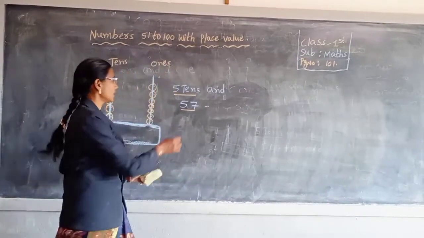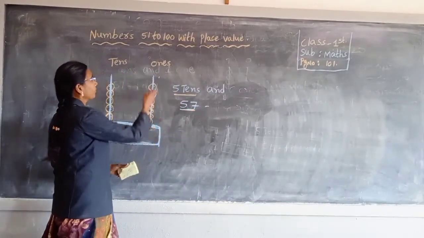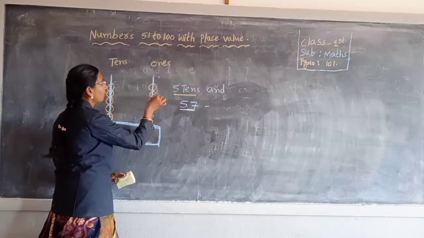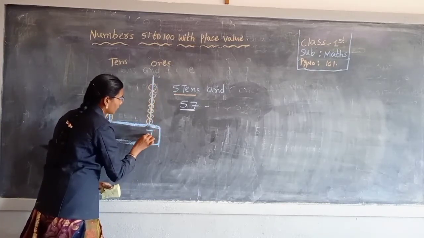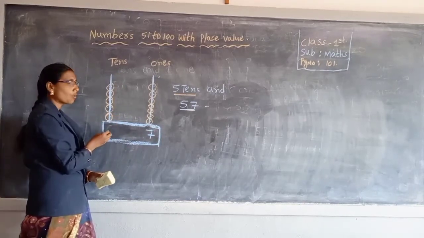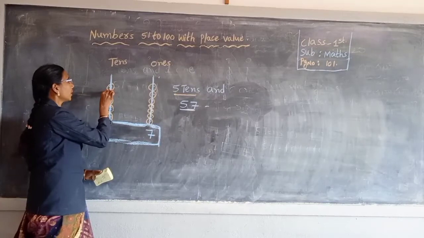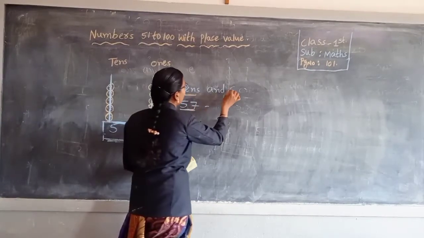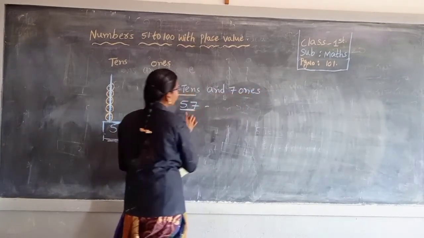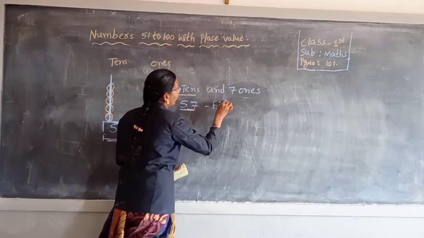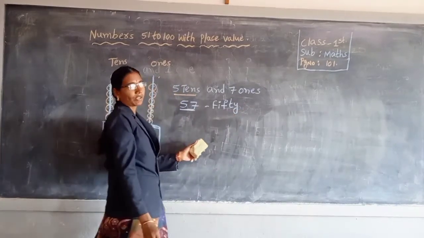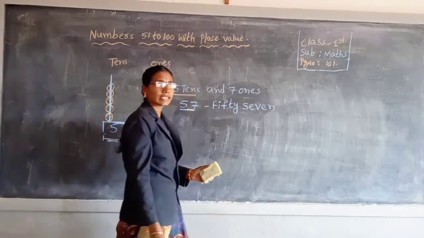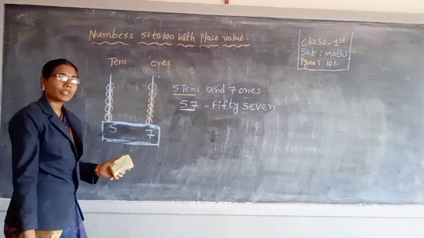Yes. 57. Ones place. How many beads do you have? Count, children. 1, 2, 3, 4, 5, 6, 7. 7 beads. Tens place, how many beads do you have? Count, children. 1, 2, 3, 4, 5. 5 beads. 57. 5 tens and 7 ones. 57. F-I-F-T-Y, 50. S-E-V-E-N, 7.